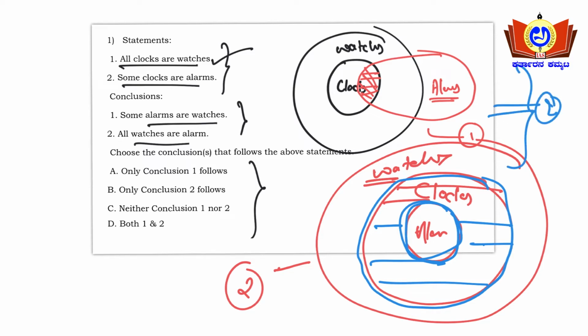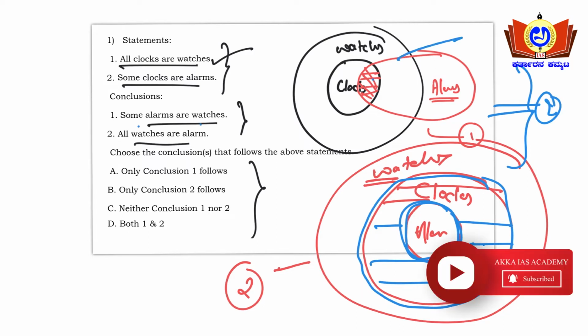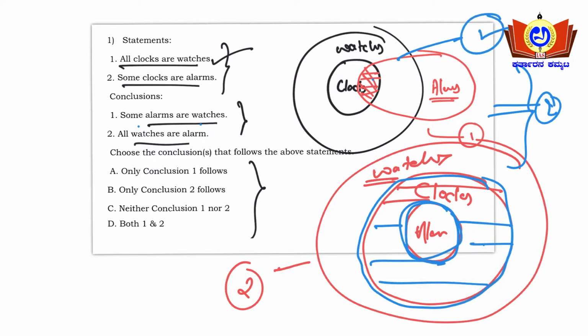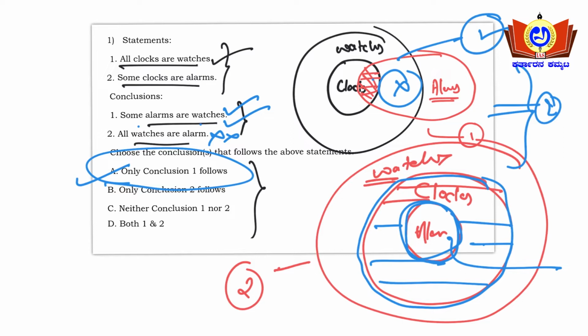So we need to analyze the conclusions now. Some alarms are watches: according to the first diagram, yes, this is a possibility, and according to the second diagram also, it holds good. The second conclusion is, all watches are alarms. Based upon the first diagram, no, that doesn't hold good, and in the second diagram also, the second conclusion doesn't hold good. Hence only one conclusion follows. Option A is the right answer, my dear friends.